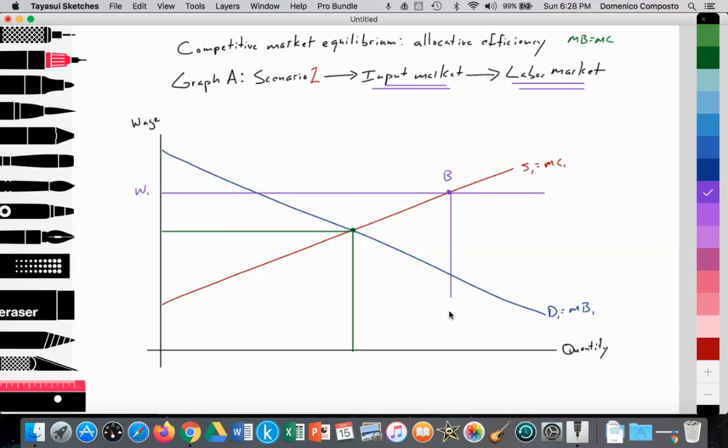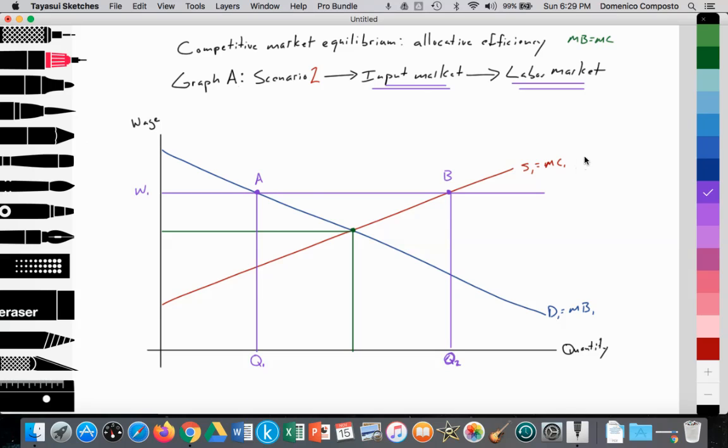We'll call that Q2, the quantity supplied by households at that high wage. But firms are not willing to demand labor at that higher wage, which we see at point A. Here is Q1. So at a wage of W1, households increase their quantity supplied up to point B, but firms are not willing to demand labor at that higher wage, only up to point A.